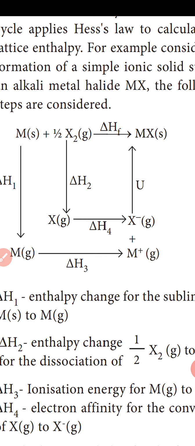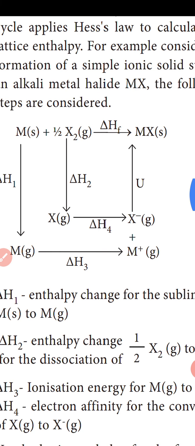The cycle is concerned with the formation of an ionic compound from the reaction of a metal with a halogen or other non-metallic element such as oxygen. The Born-Haber cycle is primarily used for calculating lattice energy, which cannot be measured directly. The Born-Haber cycle applies Hess's law to calculate the lattice energy. For example, consider the formation of a simple ionic solid such as an alkali metal halide, MX.